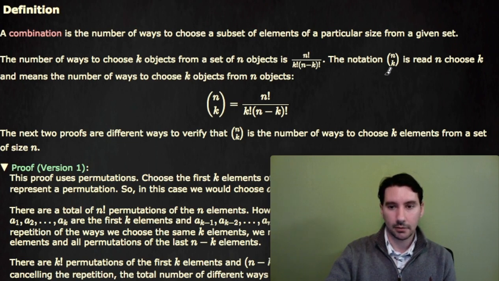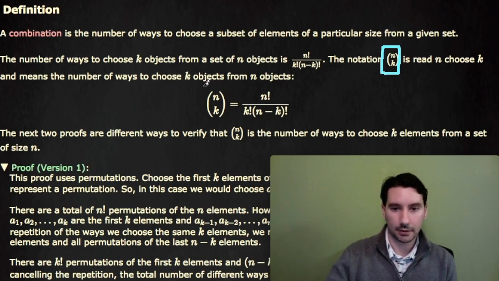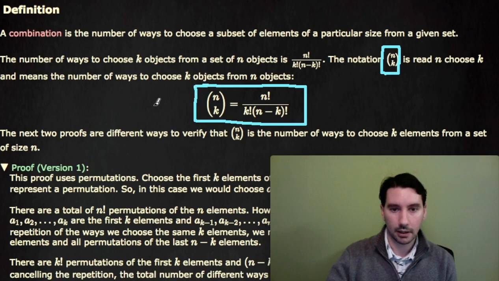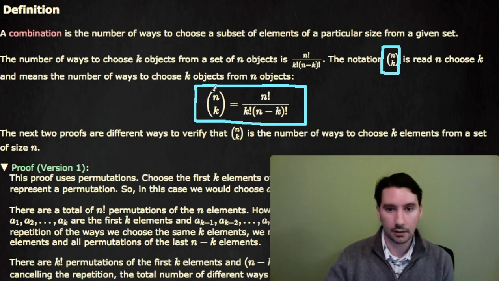And the notation is written with parentheses and n over k, although there's no bar in the middle. Some people get a little confused with fractions the first time they see this. It's not a fraction. Here's the notation blown up a little bit, and notice that there is no bar here. It's just n over k with large parentheses around it. And that means n factorial divided by k factorial times n minus k factorial.